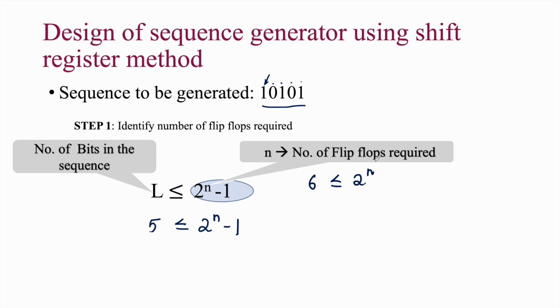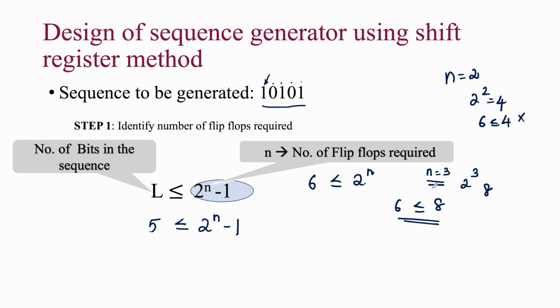So n determines the number of flip-flops here. Lowercase n determines number of flip-flops here. So now let us assume n to be equal to 3, when 2 power 3 which is 8. So 6 less than or equal to 8. The expression is perfect. In the same way, when we assume n is equal to 2, 2 power 2 becomes 4. So the expression may not be valid. Therefore, we are dropping n is equal to 2 and we have opted n is equal to 3. So now we need 3 flip-flops in order to go for the design. So assuming that we need 3 flip-flops, let us proceed with the next step.